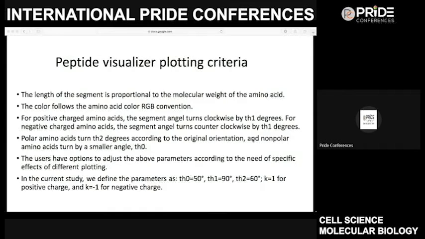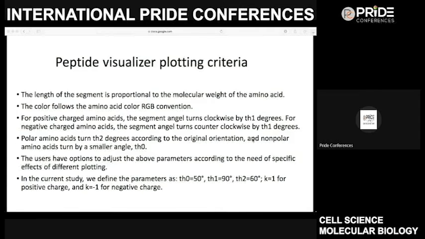For positively charged amino acids, the segment angle turns clockwise by theta 1 degrees. For negatively charged amino acids, the segment angle turns counterclockwise by theta 1 degrees. Polar amino acids turn theta 2 degrees according to the original orientation, and non-polar amino acids turn by a smaller angle, which is theta 0.